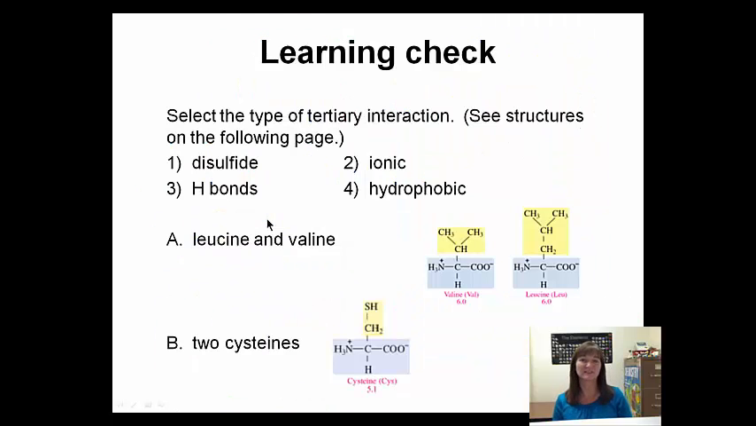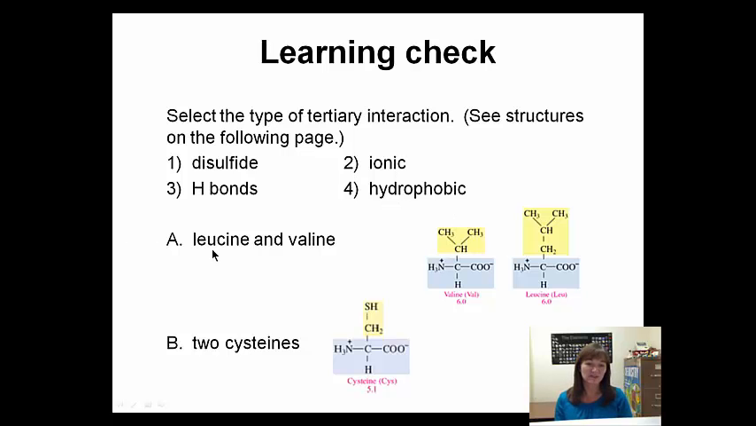So here's a learning check. For the sake of this video, you have all of these amino acids on the next slide. So to answer this slide, you have to go back and forth. But for the taping purposes, I cut and pasted the particular amino acids we needed to answer this. So select the type of tertiary interaction that would cause a disulfide bond, hydrogen bonds, ionic, and hydrophobic.